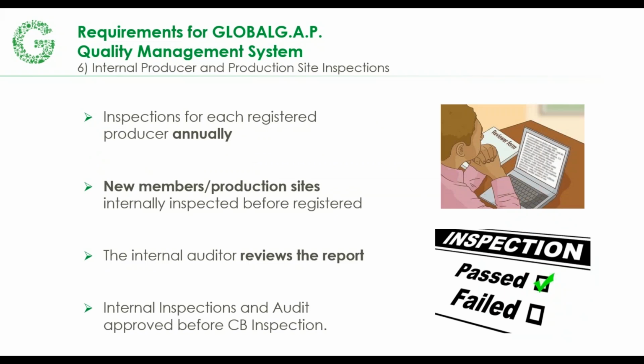Then there's internal producer and production site inspection. This is where the internal inspector does inspections for each registered producer annually. Then there could be new members or new production sites added during the year. These should be inspected before being registered with the group or with the certification body. All of these inspection reports are reviewed by the internal auditor. So the internal auditor would be signing off and actually making sure that the inspection reports were completed adequately, and then saying whether or not that producer can be added to the internal register.